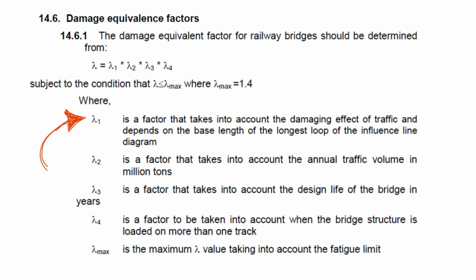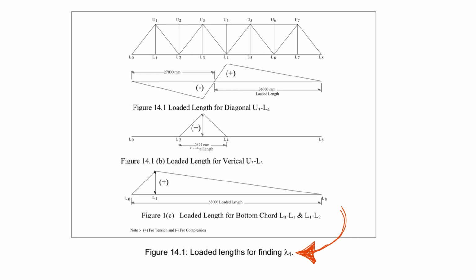Lambda 1 is a factor that takes into account the damaging effect of traffic, and it depends upon the base length of the longest loop of the influence line diagram. This lambda 1 basically depends upon the bridge configuration and the train configuration. For this purpose, influence line diagrams for various components of a bridge are drawn, and the length of the longest loop is found out.